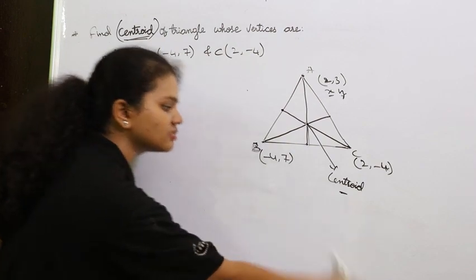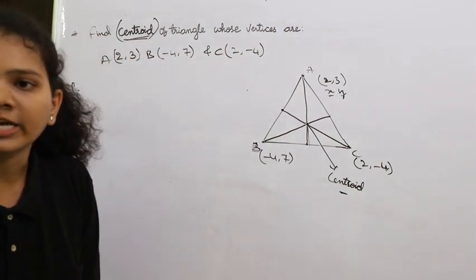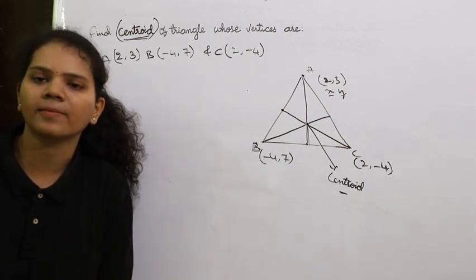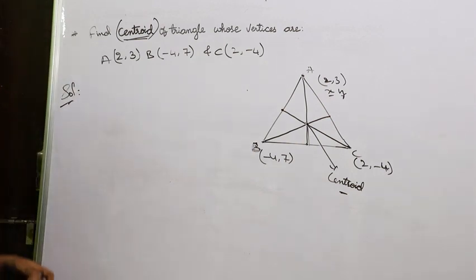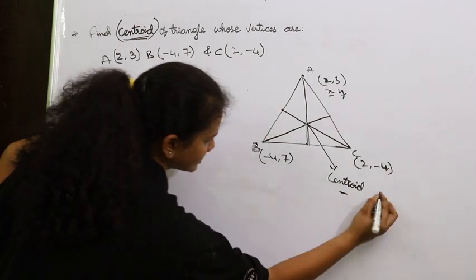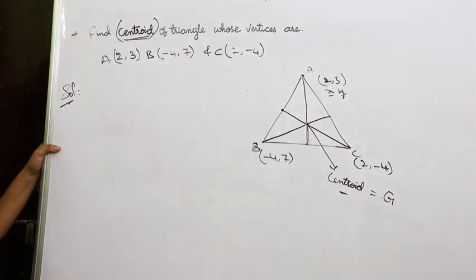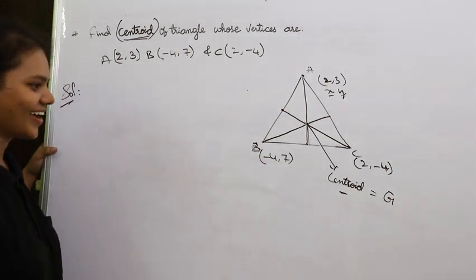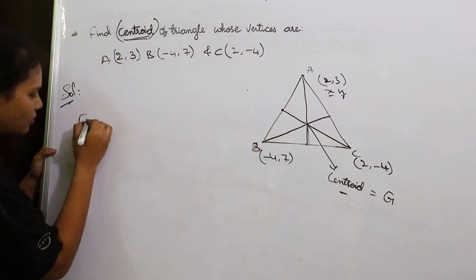Before considering this, we have a formula for the centroid. We'll be having a formula to find out the centroid. So what is the formula? Let's see. Firstly, to solve this given question, let us consider this centroid as G. Centroid is equal to G. I would like to represent centroid with G. G for grapes, G for Goa. So let us consider centroid as G.